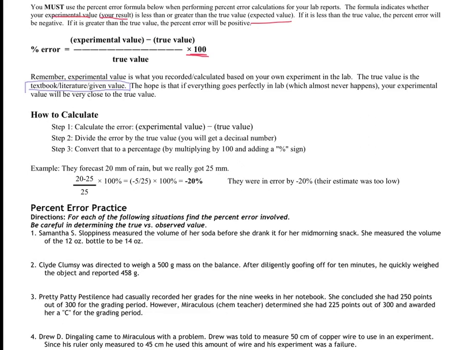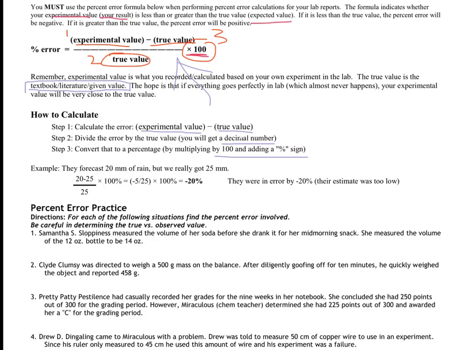So the exact steps to calculate percent error: step 1, calculate the error, experimental value minus true value. Step 2, divide the error by the true value. This will give you a decimal number. And step 3, convert that to a percentage by multiplying by 100 and adding the percent sign. This all is incorporated into this formula: experimental value minus true value, divided by true value, times 100. Step 1, step 2, step 3.